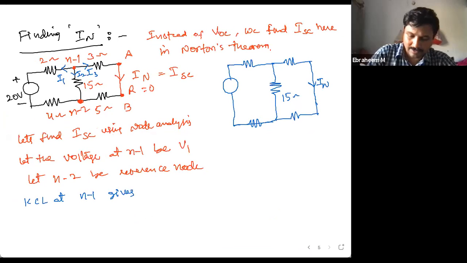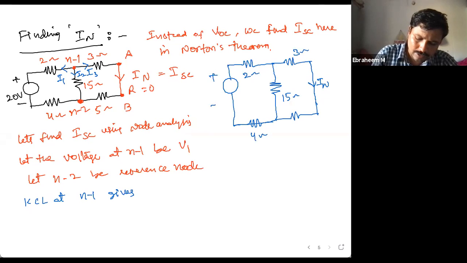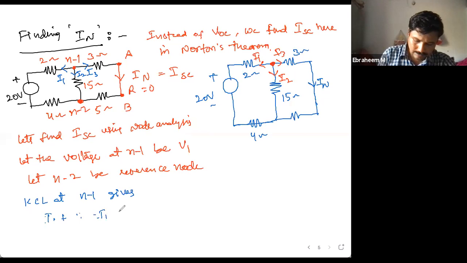So that is the problem, right? So this is 3 ohms, 15 ohms, 2 ohms. This is 4 ohms, 20 volts. And the node is here. The node here is N1, right? So here we have I2, I1, I3. So KCL at this node gives us I1 plus I2 plus I3 is equal to 0, right?